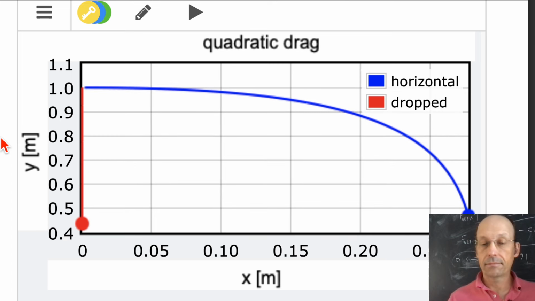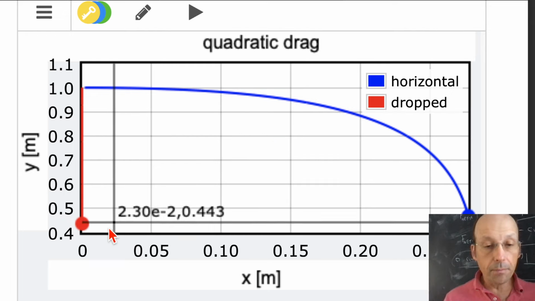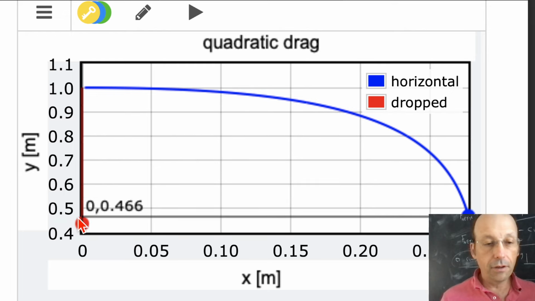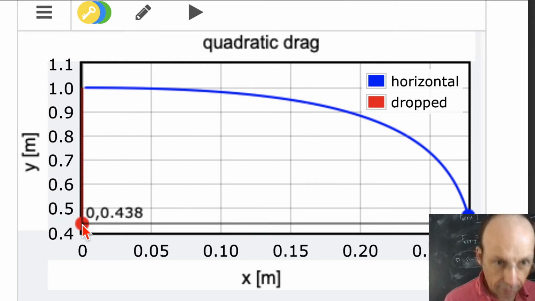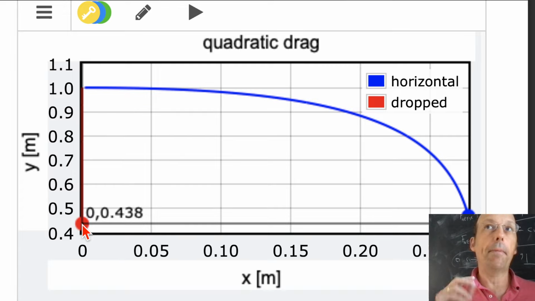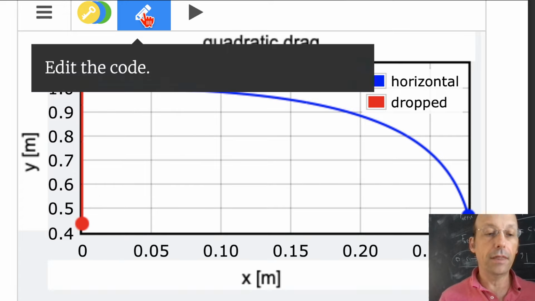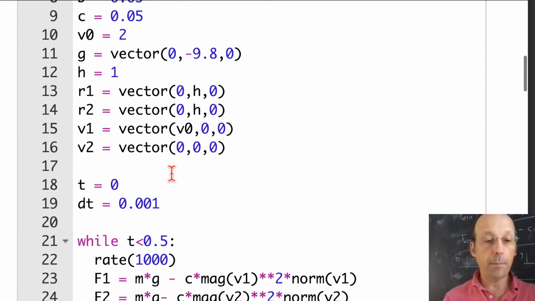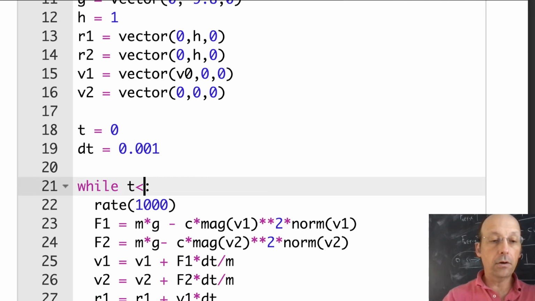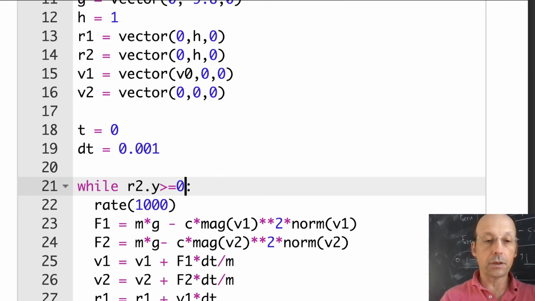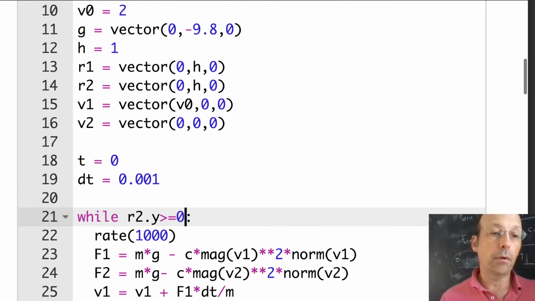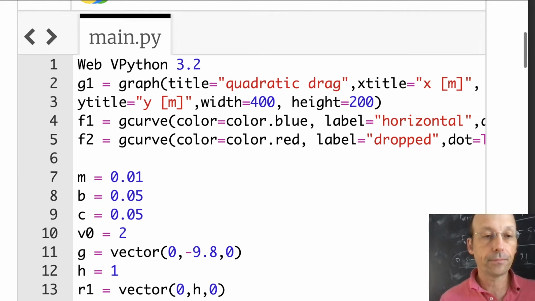Okay, that worked. Now, the question is which one got to the ground first. Neither of them, because I'm only at 0.4. So this one is ahead of that one. So let's run this until the bottom one gets to the ground first. I'm going to change this time up here, while R2.y is greater than or equal to 0. So this will stop when that first one gets to 0.